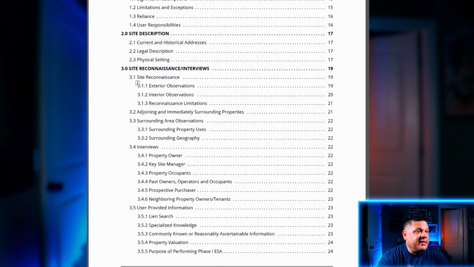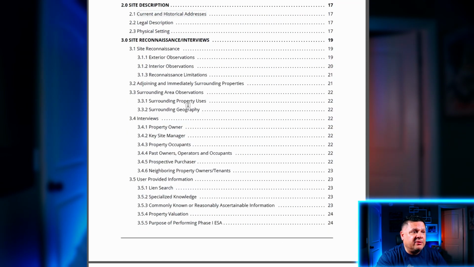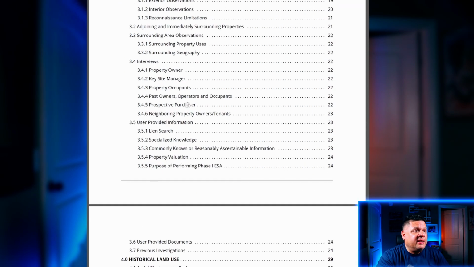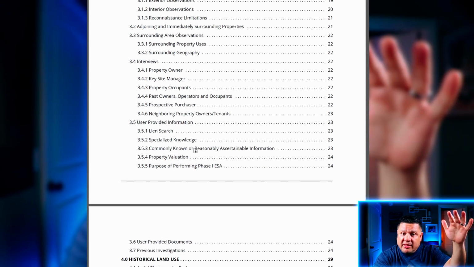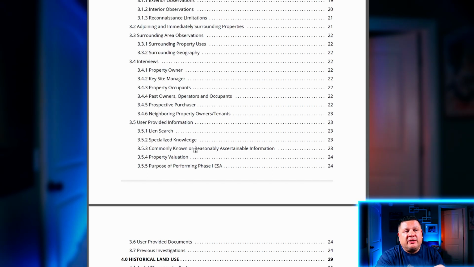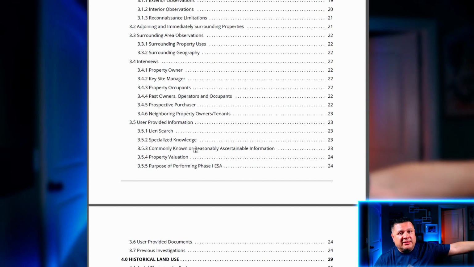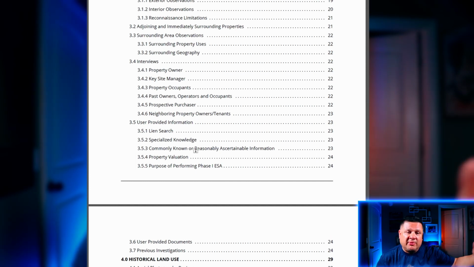And then, like I said, here's the site reconnaissance, right? Observations, exterior, interior, where they were limited, looking at surrounding property uses. Now, this particular place, there's housing behind it, then there's retail in front of it. Some properties may be all surrounded by industrial properties. So is there a guy building something with chemicals across the way that might be leaching onto this property? Lots of things to think about, right?